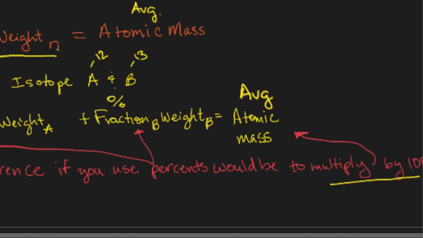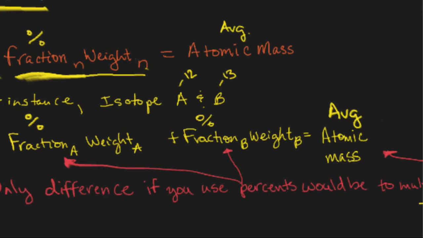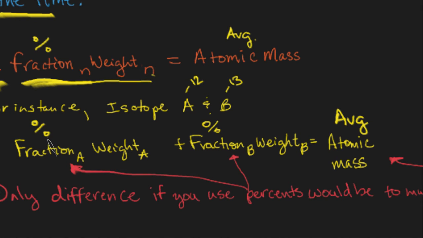All right, so there's a couple ways these problems can be given to you. You can either be given both the fraction and the weight of each isotope, and you just multiply and add them together to get the average atomic mass. Or you might be given the percentage, do the same concept. Finally, they might give you the average atomic mass, the different weights, and ask for the percentages. Those are the three types of problems you might see.